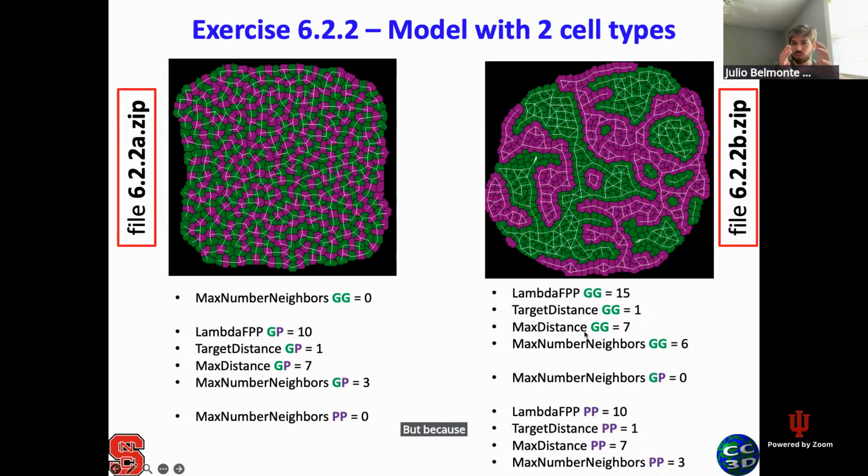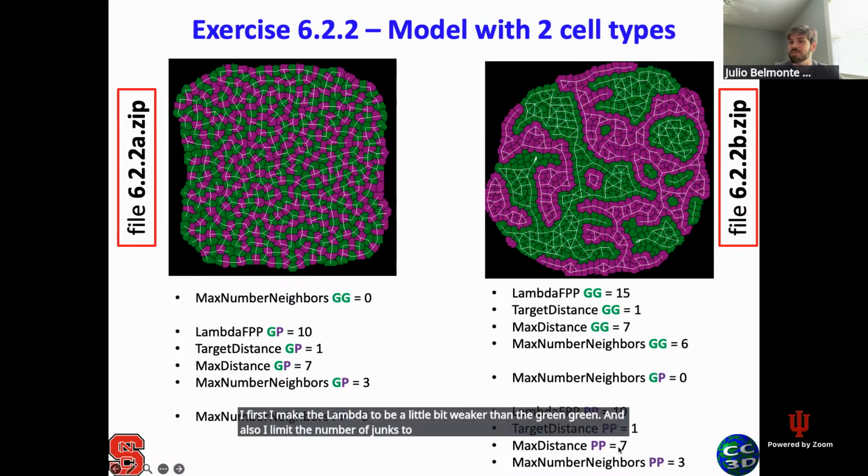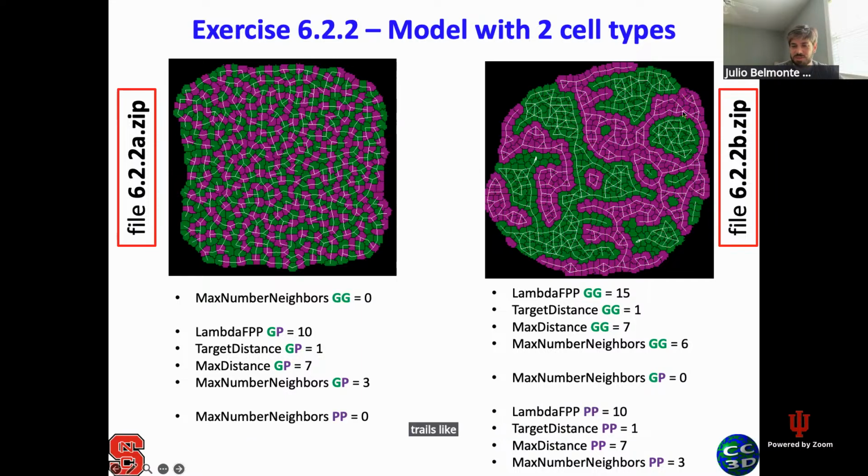But because I want these cells to be outside of the green ones, I make the lambda a little bit weaker than the green. And also I limit the number of junctions to be 3. So I favor the formation of kind of trails like this. So that is the choice of parameters that I chose for my cell sorting.